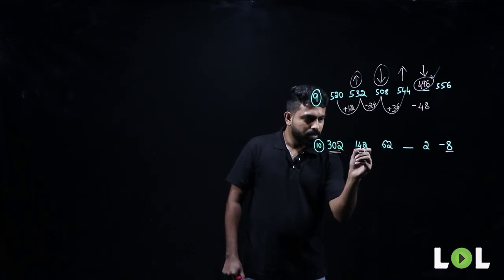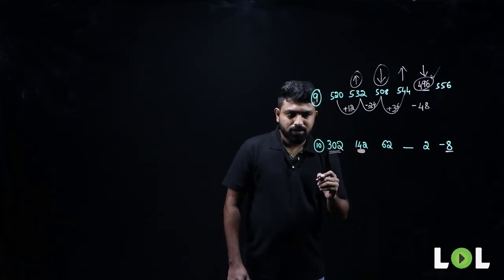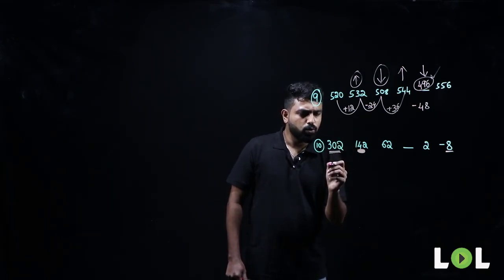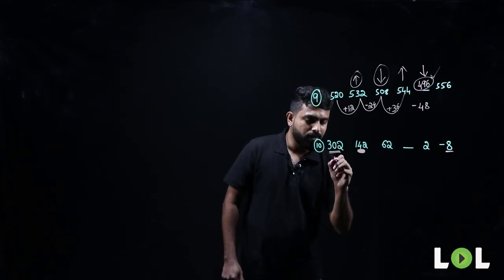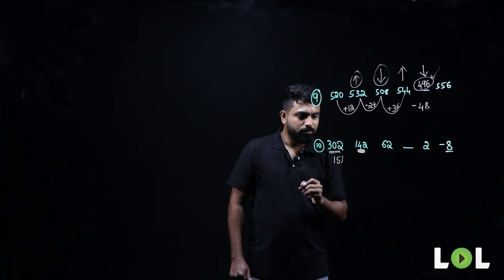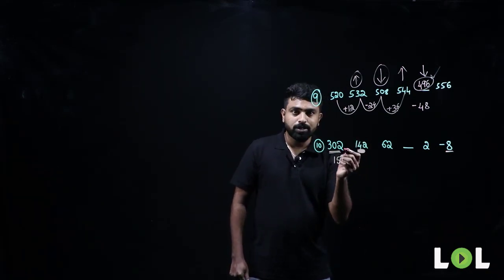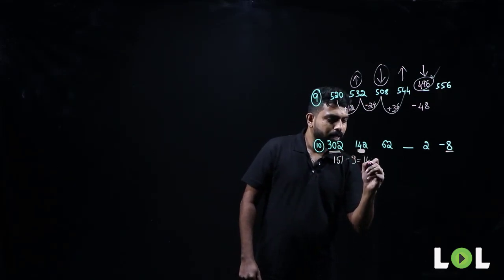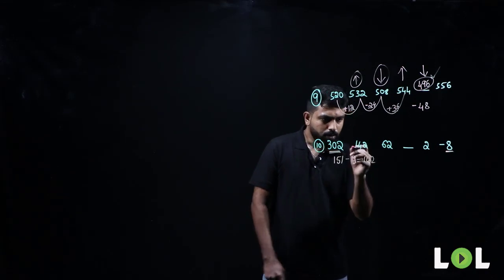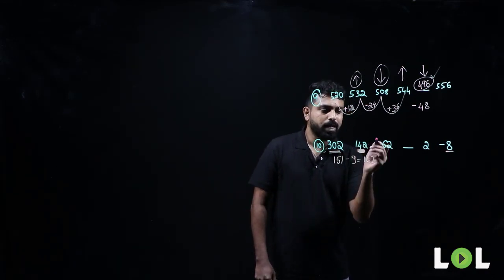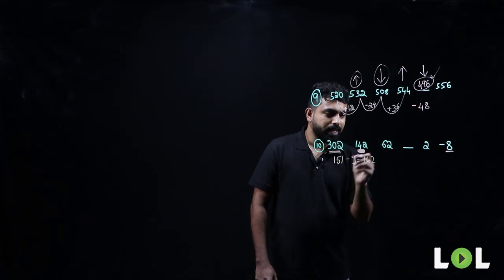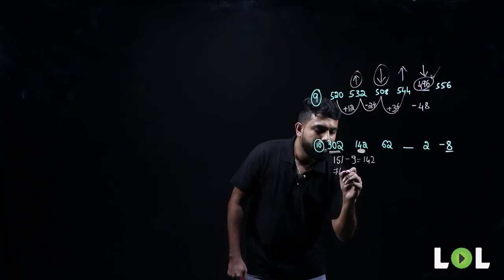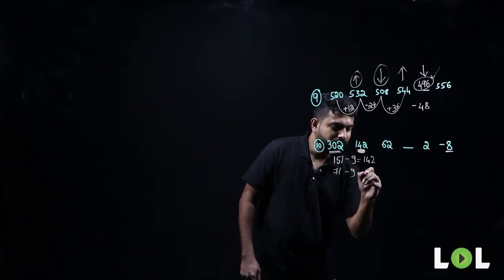Is the second term somewhere close to half of the first term? Let me see what is half of the first term. 302 divided by 2: 300 divided by 2 gives me 150, 2 divided by 2 gives me 1, so 151. So half of 302 is 151. What is 142? 142 is 9 less than 151. Let me check the same logic for the next one. What is half of 142? 140 divided by 2 gives me 70, so this would be 71. 71 minus 9 gives me 62.